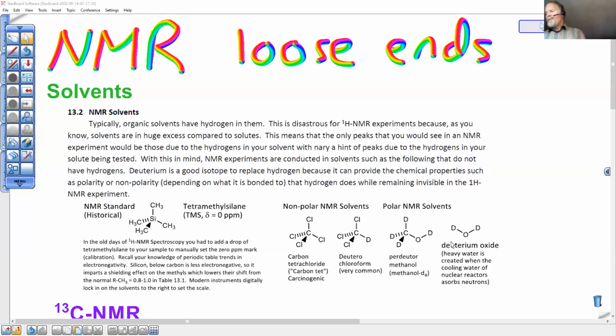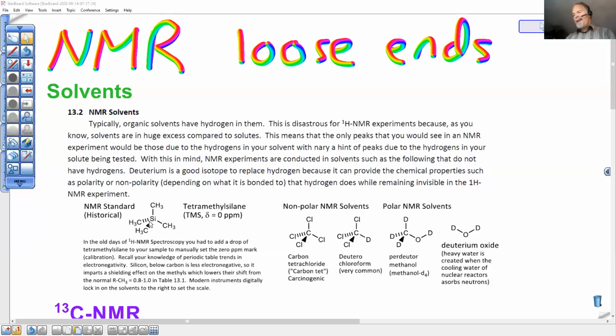In the old days, when our machines didn't have computers attached to them that could tell us where 0 ppm was based on solvents like we use now, we used 1 drop of this standard. We dropped it into our solution, and because silicon is less electronegative than carbon, that puts the electrons closer to these H's. We call that shielding, if you remember from our previous lecture, and it shields to 0 ppm. That's where we would set the 0 in the machine based on this NMR standard.